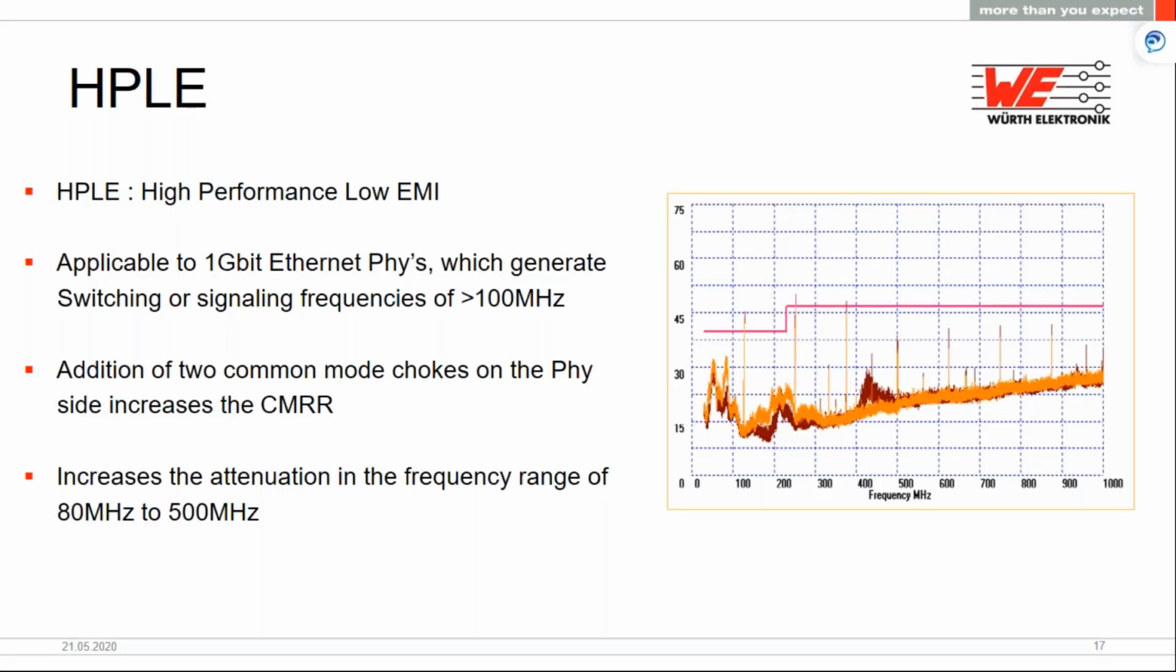A simple solution for these kinds of problems is to add two common mode chokes on the physical logic unit, which will increase the common mode rejection ratio. Now, this increases the attenuation in the frequency range from 80 megahertz going up to as high as 500 megahertz. So, in comparison to initial standards, we are jumping literally 5 times just by adding 2 more common mode chokes.